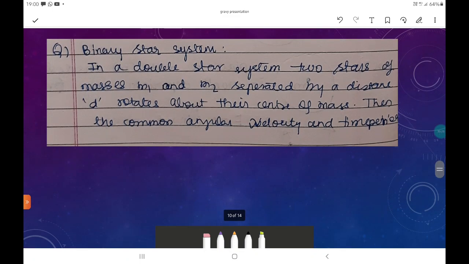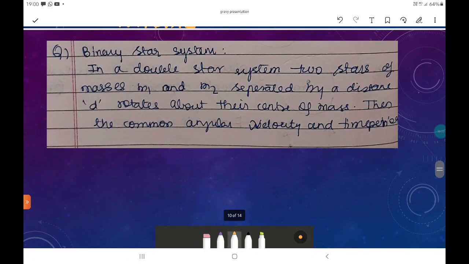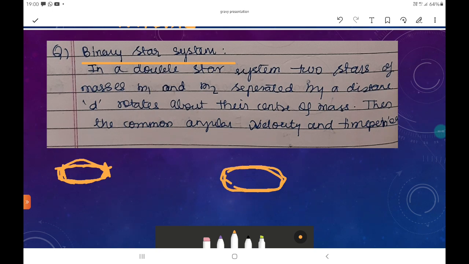Now there is something called a binary star system on which some questions will be asked. There is one simple concept: in a binary star system, two stars will be there. They will revolve in a circular path because of their mutual attraction of force, and that mutual gravitational attraction will be equal to the centripetal force.